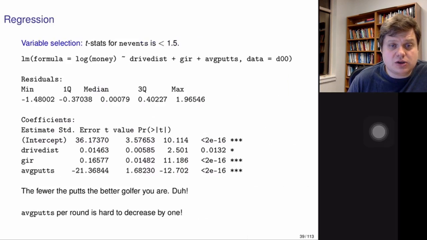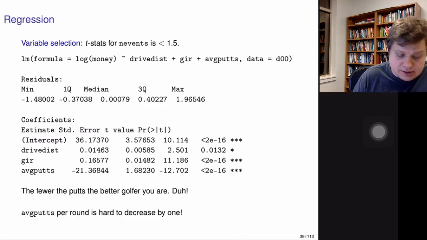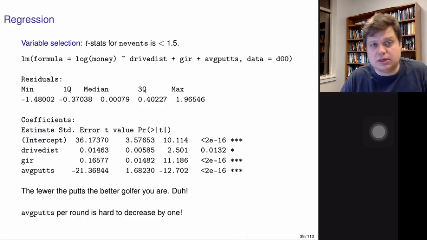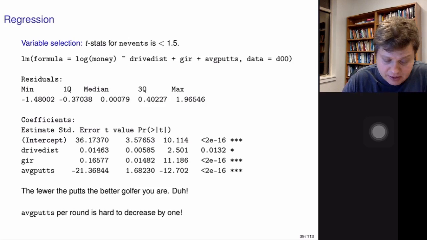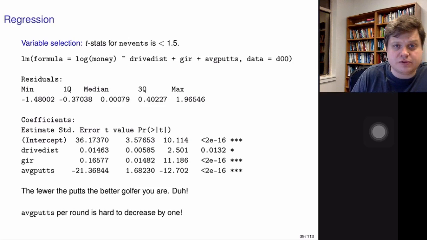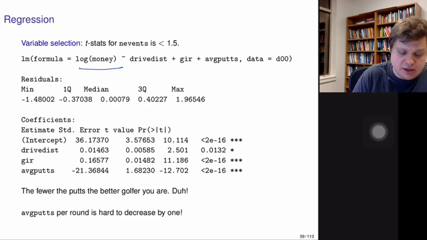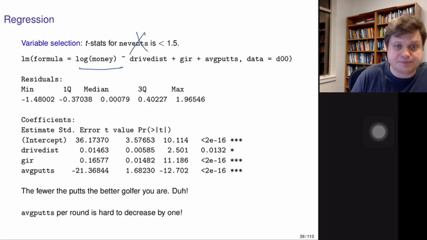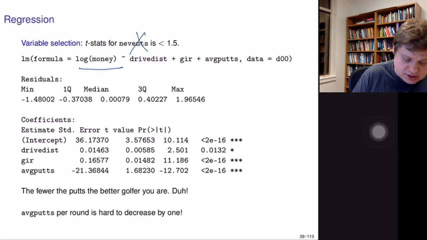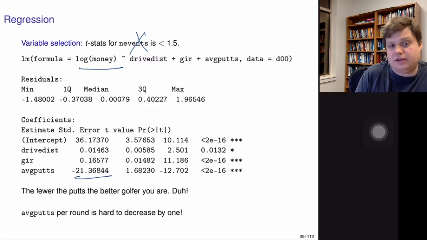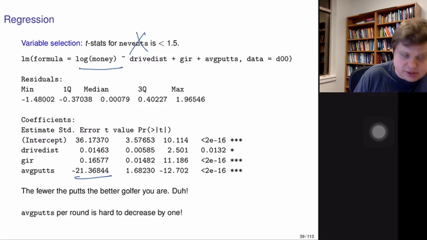Okay, and so we exclude the number of events. Looks like when you put money in the log scale, it doesn't matter anymore. The p-value is above the threshold. And we're going to build our final model, which we'll use for the analysis. So, money in the logarithmic scale, number of events eliminated from the model, and those are the coefficients. And the sign of the coefficient stays the same, right? The average number of putts is negatively related to your chances of winning prize money. Again, this is trivial and there's nothing interesting about this.